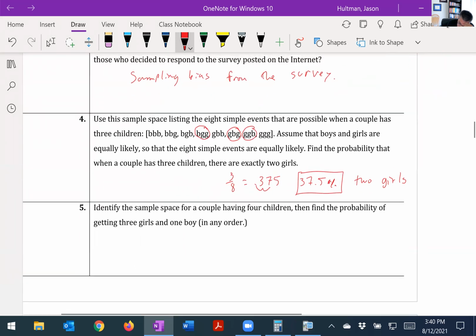Okay, identify the sample space for the couple having 4 children. Ooh, that's a lot. Then find the probability of getting 3 girls and 1 boy. Okay, so for 4 children, right? So I'm going to start with the 3 children, and then I'm going to double it.